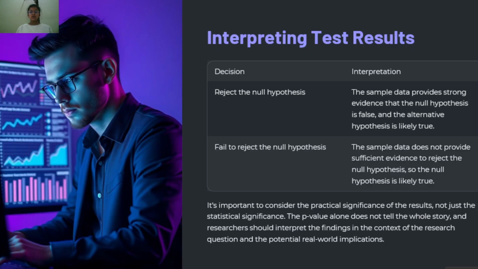Next, we have interpreting test results. Decision: reject the null hypothesis. Interpretation: the sample data provides strong evidence that the null hypothesis is false and the alternative hypothesis is likely true. Fail to reject the null hypothesis: the sample data does not provide sufficient evidence to reject the null hypothesis, so the null hypothesis is likely true. It is important to consider the practical significance of the results, not just the statistical significance. The p-value alone does not tell the whole story, and researchers should interpret the findings in the context of the research question and potential real-world implications.